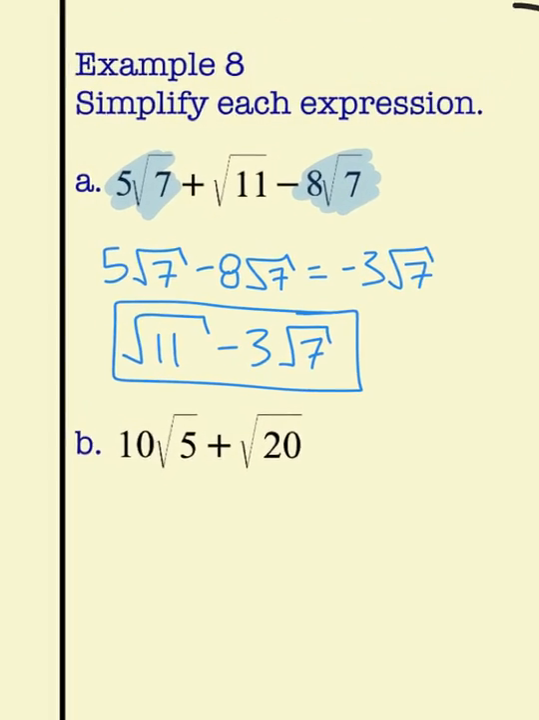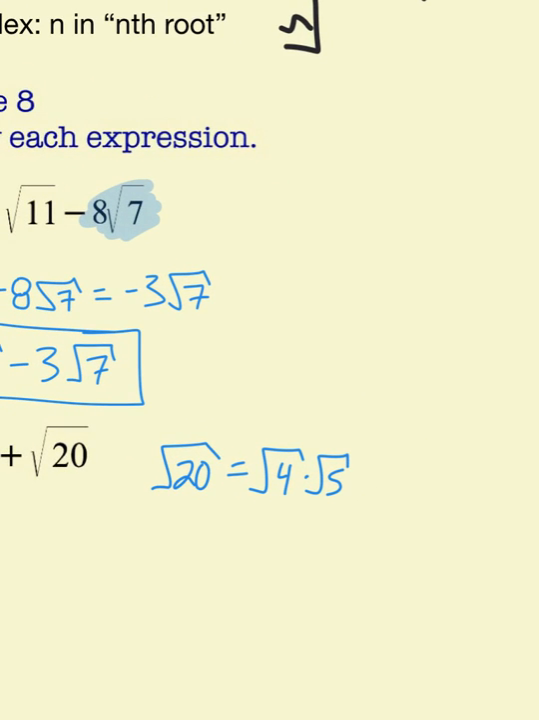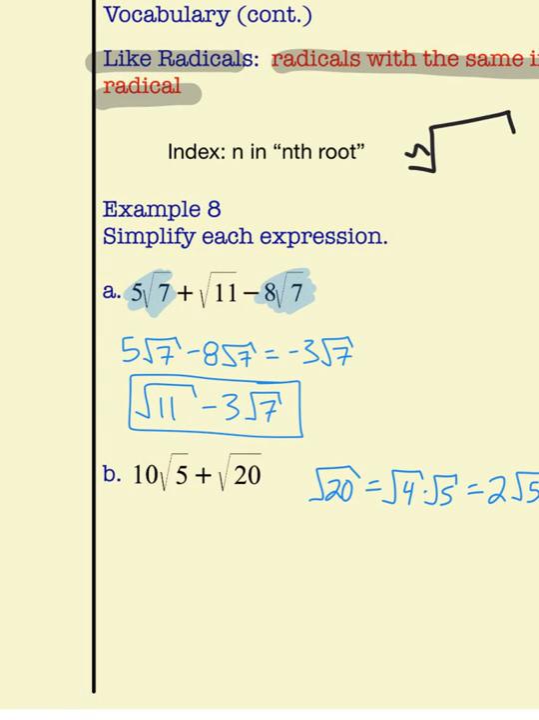All right, and the second one I need to simplify first. The square root of 20 is equal to the square root of 4 times the square root of 5. And the square root of 4 is 2, so that's equal to 2 square roots of 5. So I'm going to rewrite this expression as 10 square roots of 5, but instead of square root 20, I'm going to say 2 square roots of 5. So then I can combine those two to get 12 square roots of 5.